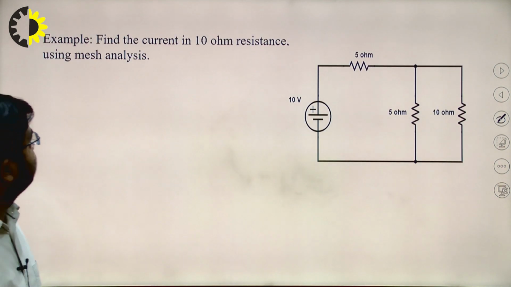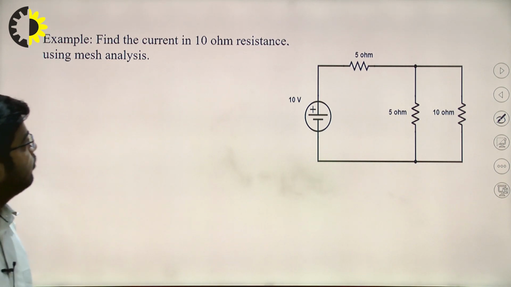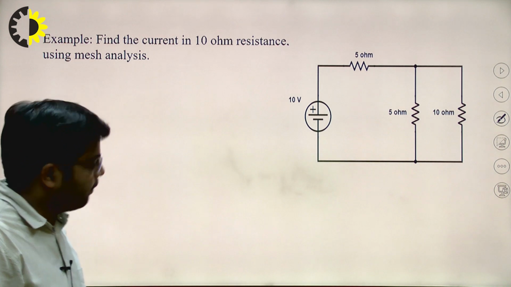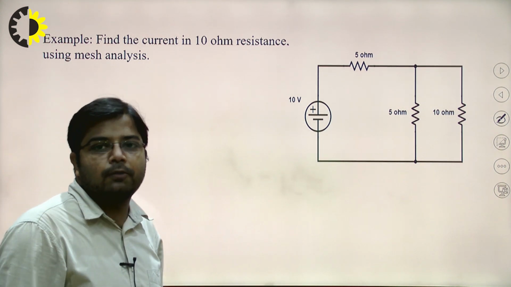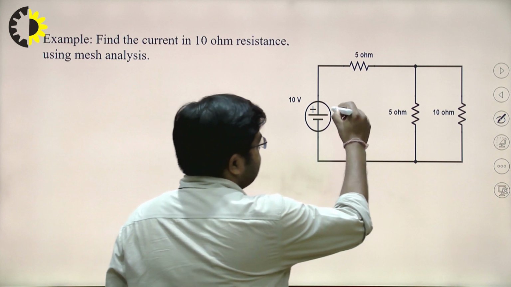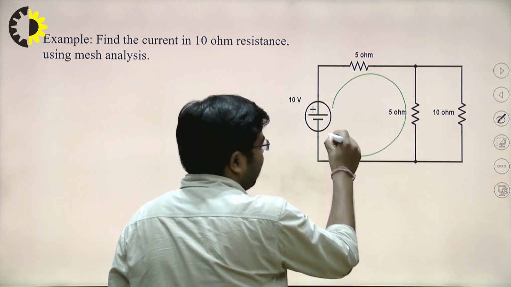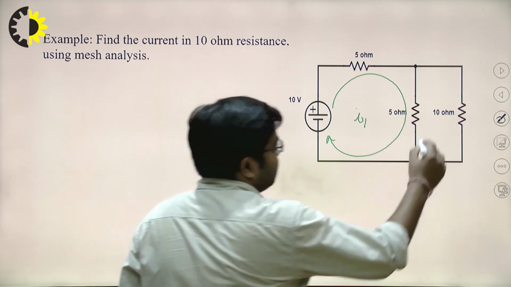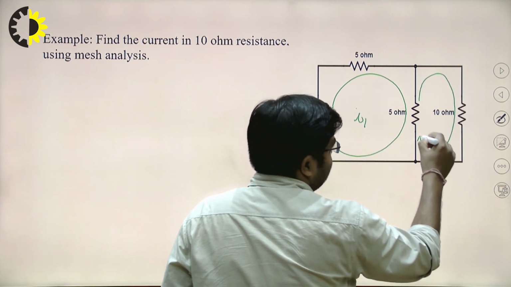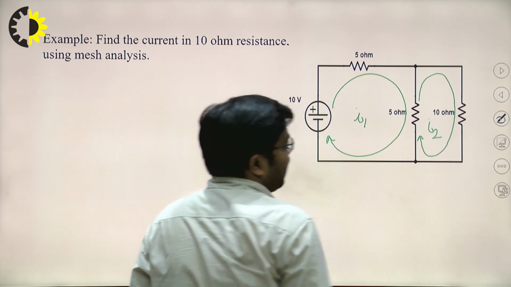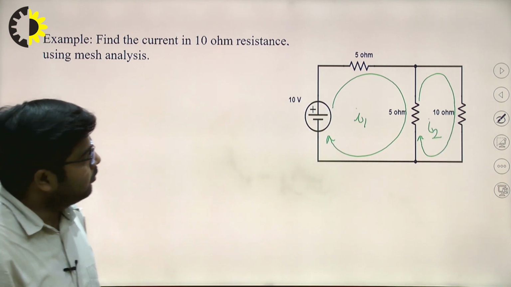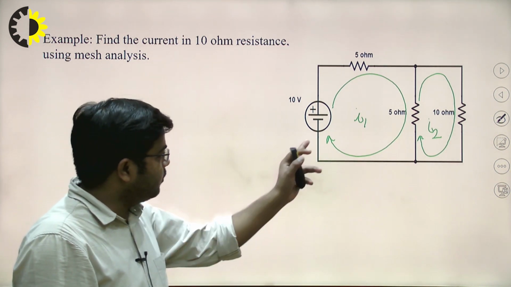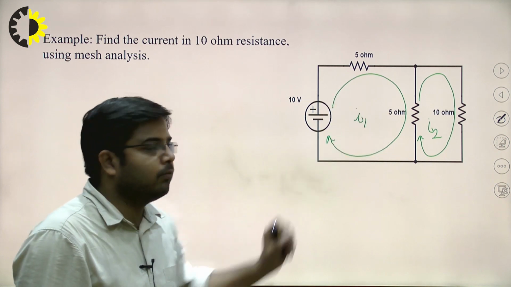So let's see example number 1. Find the current in 10 ohm resistance using mesh analysis. So this is the circuit. First you have to identify the number of meshes. Here you can see this is mesh number 1. Assign mesh current, suppose this is I1, and this is mesh number 2 and the current is I2. Now write the KVL equation for each mesh. First you have to write the KVL equation for mesh number 1.